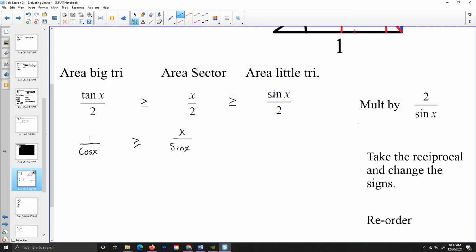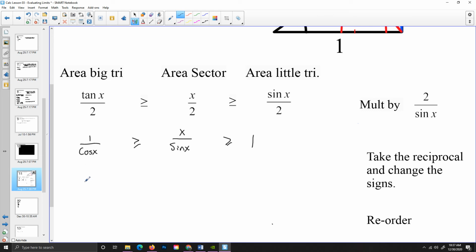Now when I multiply the area of the small triangle by sine x over 2, I get 2 over sine x. The 2's cancel, the sines cancel, and I'm left with just 1. So now I'm going to take the reciprocal of all of these fractions, and when you do that, the property of proportion says that I must change the sign.